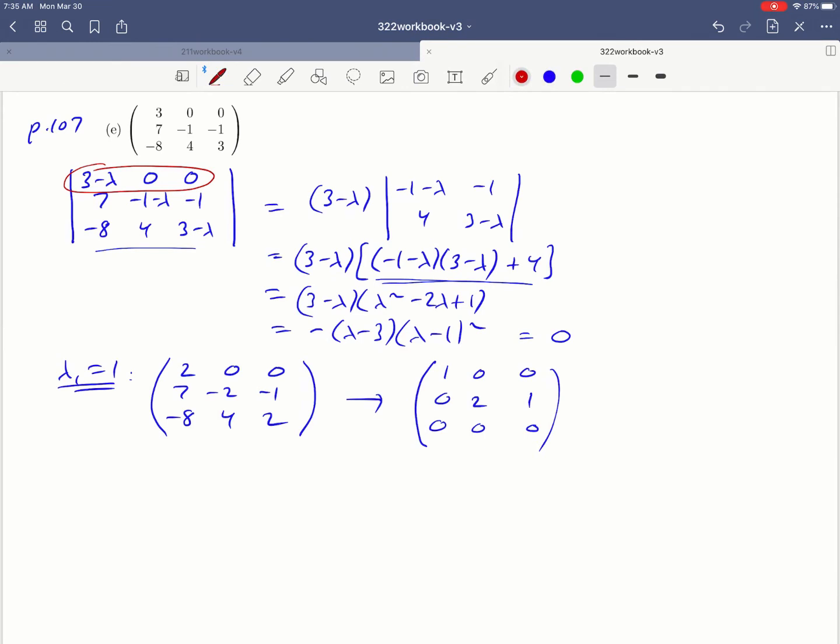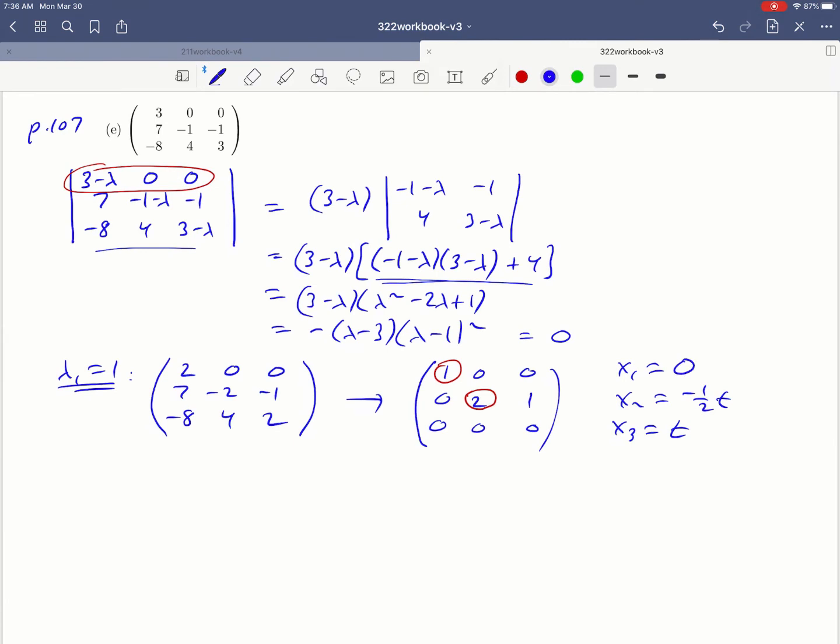So how many pivot positions do we have? It looks like we've got 2, which means that we're going to have one free variable. So if we map all of that out, we'll let x3 be t because that's our free variable. If you solve for x1 and x2, you can confirm my calculations here. You should get x2 equals negative 1/2 t, and x1 equals 0.